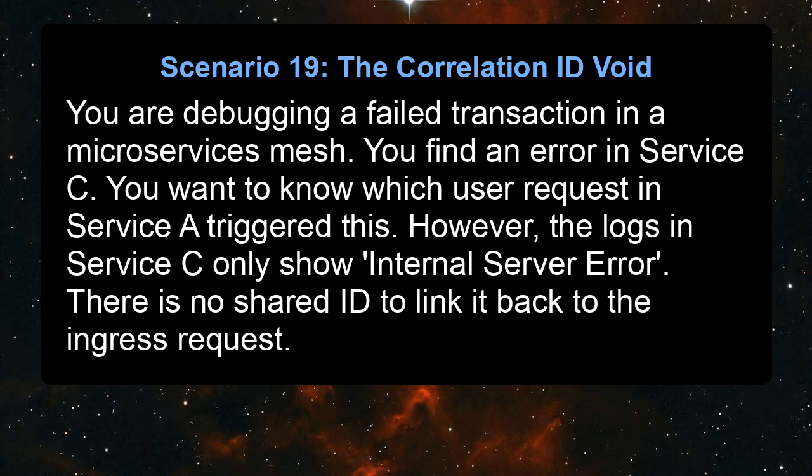Scenario 19, the correlation ID void. You are debugging a failed transaction in a microservices mesh. You find an error in service C. You want to know which user request in service A triggered this. However, the logs in service C only show internal server error. There is no shared ID to link it back to the ingress request.